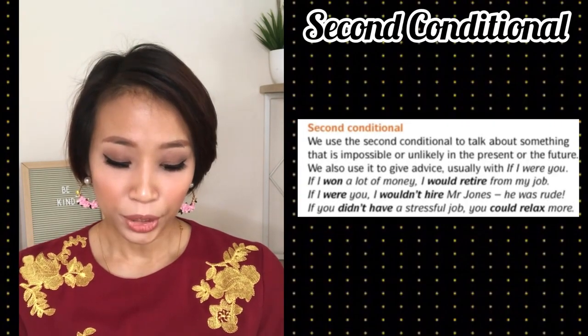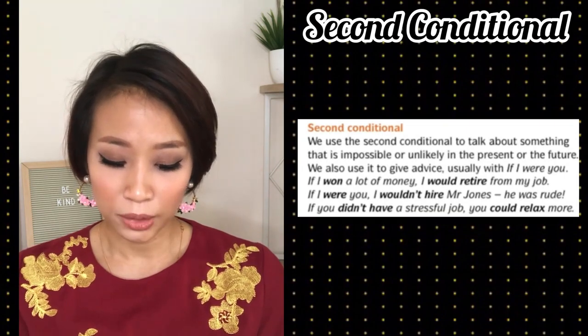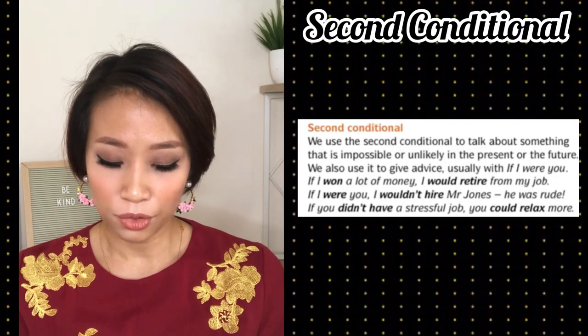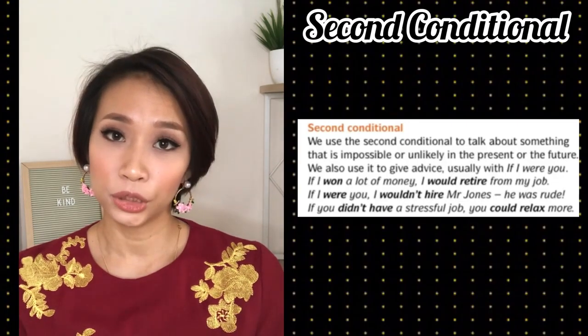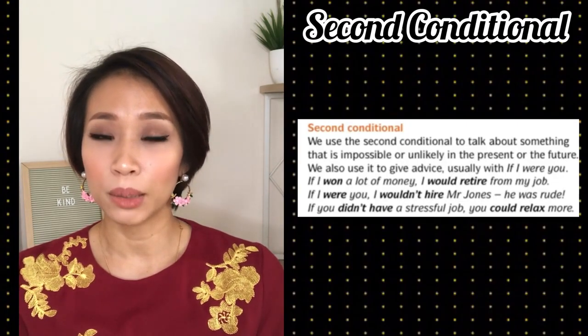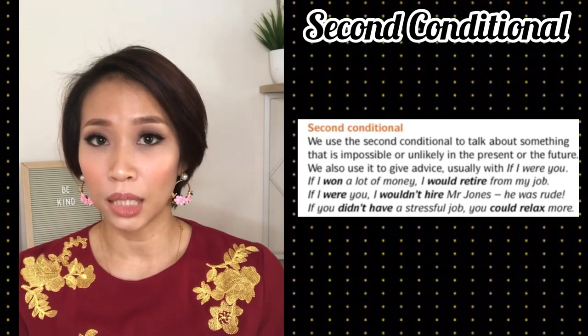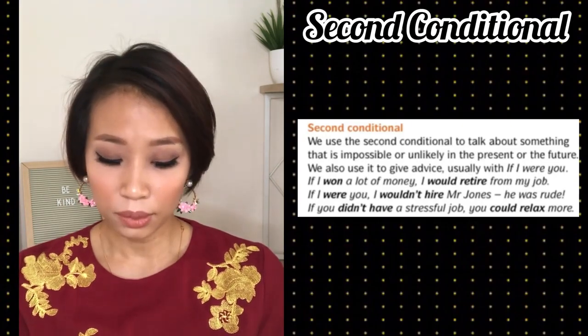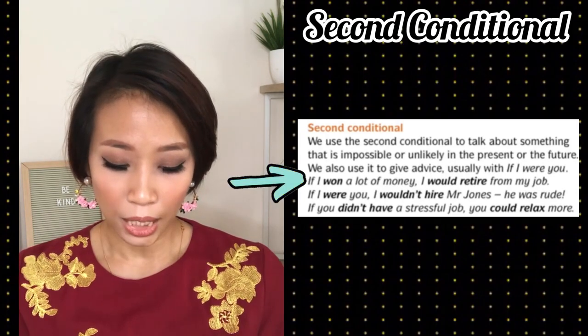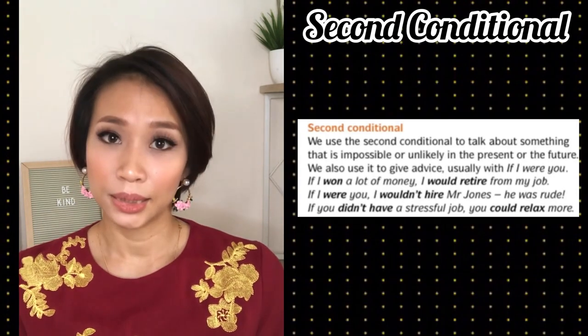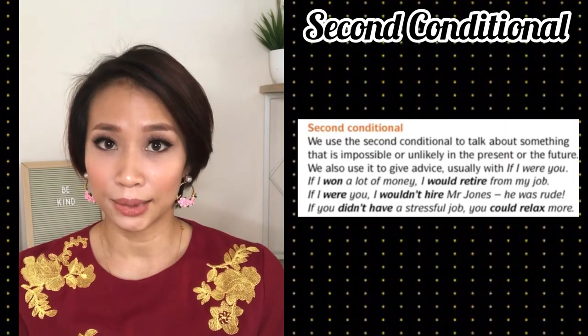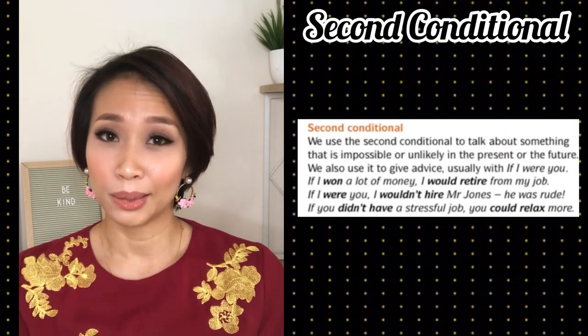Second conditional. We use the second conditional to talk about something that is impossible or unlikely in the present or the future. Kita guna second conditional untuk bercakap tentang benda yang mustahil atau benda yang tidak mungkin akan berlaku pada masa sekarang atau di masa depan. For example, if I won a lot of money, I would retire from my job. Jika saya menang banyak duit, saya akan bersara. So benda ini macam mustahil.